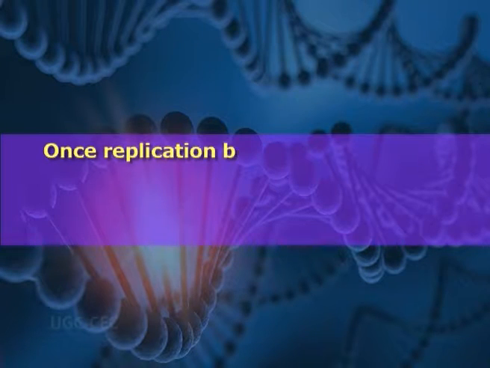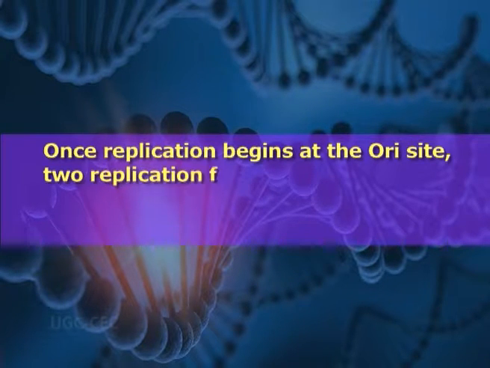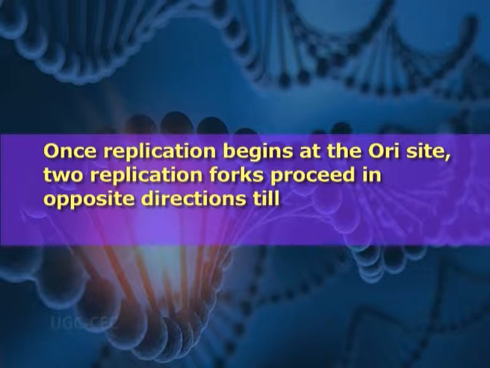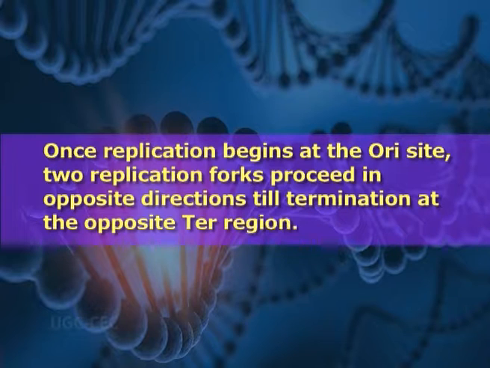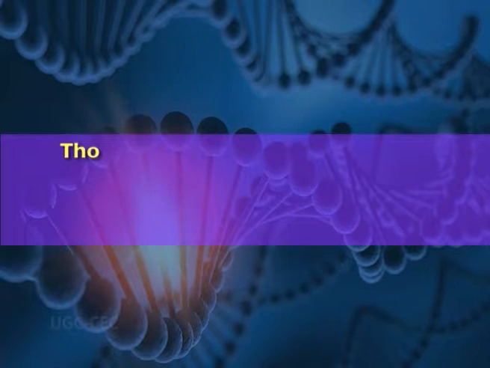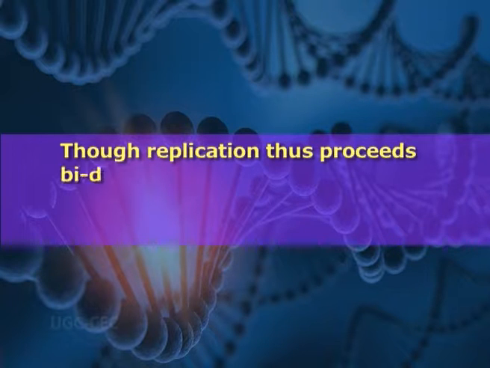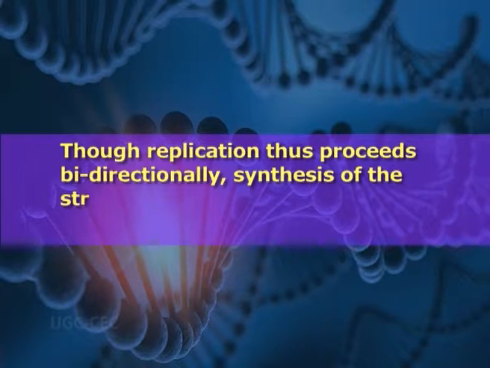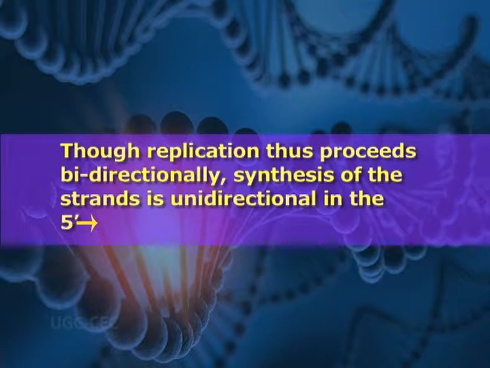It is important to note that many of the steps in DNA replication require the expenditure of a phosphate to sequentially bind and release reaction partners and to move the apparatus of replication along the template strand. Once replication begins at the ORI site, two replication forks proceed in opposite directions till termination at the opposite TER region. Though replication thus proceeds bidirectionally, synthesis of the strands is unidirectional in the 5' to 3' direction.